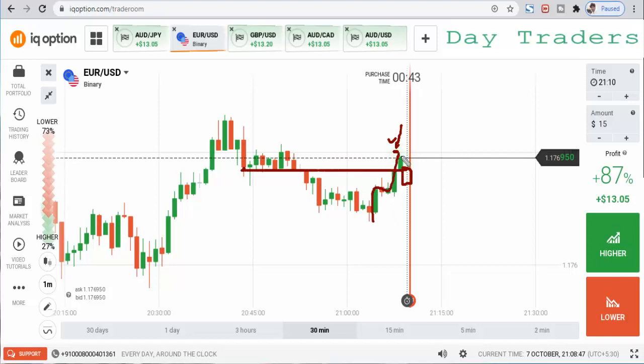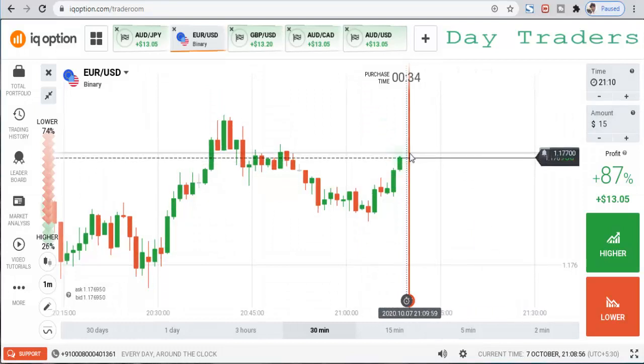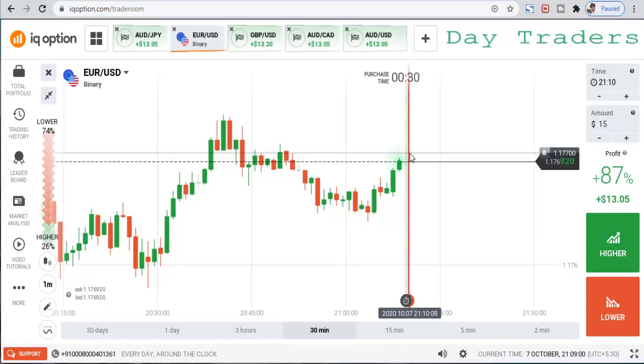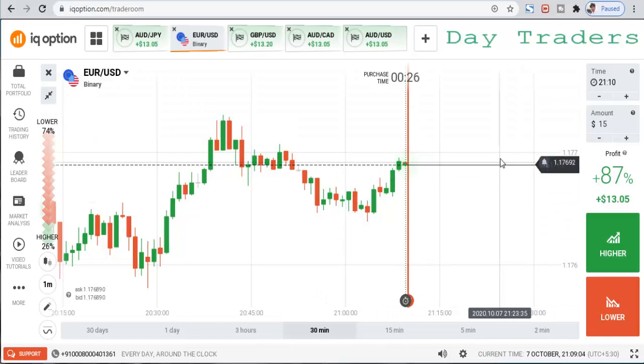Again, this is a very strong momentum continuing the uptrend market. So that's the reason I could not place a trade. And this is a resistance level also. Okay, we'll place a higher option.